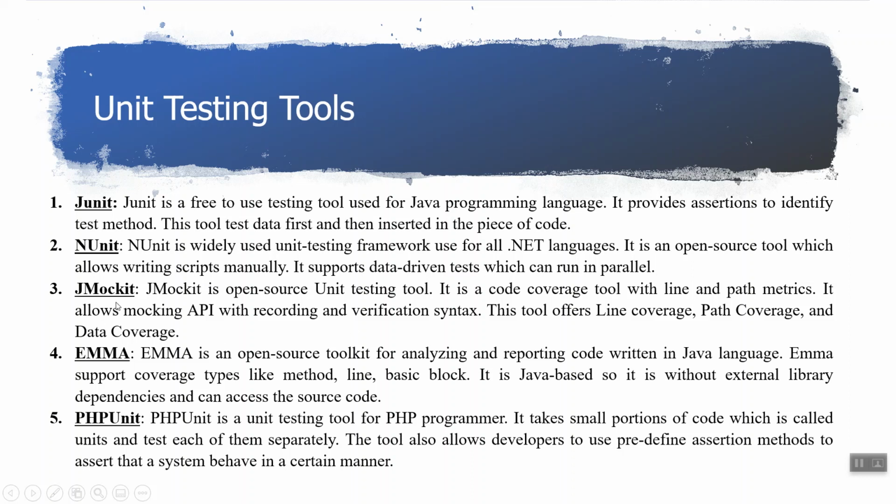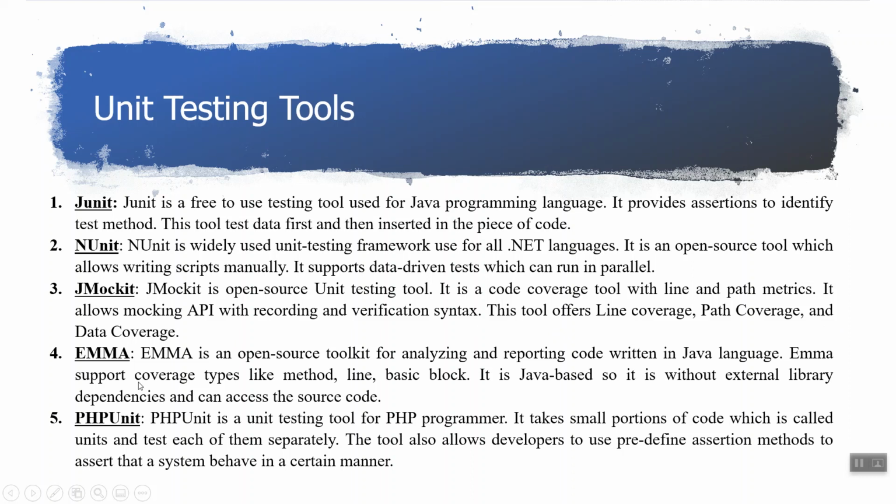The third one is JMockKit. JMockKit is an open source unit testing tool. It is a code coverage tool with line and path metrics. It allows mocking APIs with recording and verification of syntax. This tool offers line coverage, path coverage, and data coverage.